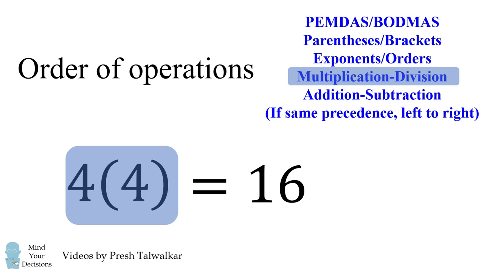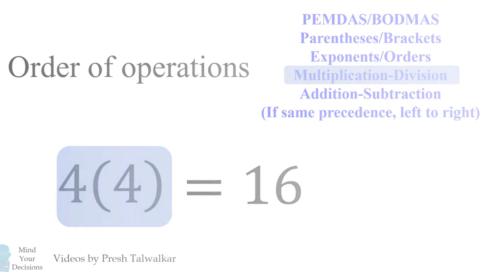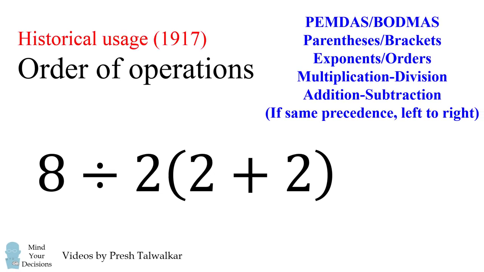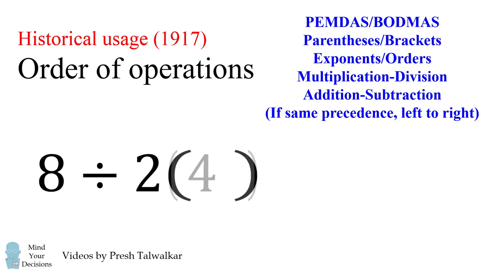But let's do a little thought experiment. Let's travel back in time 100 years. I actually found an academic paper discussing this very ambiguity in 1917. How would they solve this problem? They also would start with the parentheses, and 2 plus 2 would be equal to 4. But then they would interpret this expression a little bit differently.